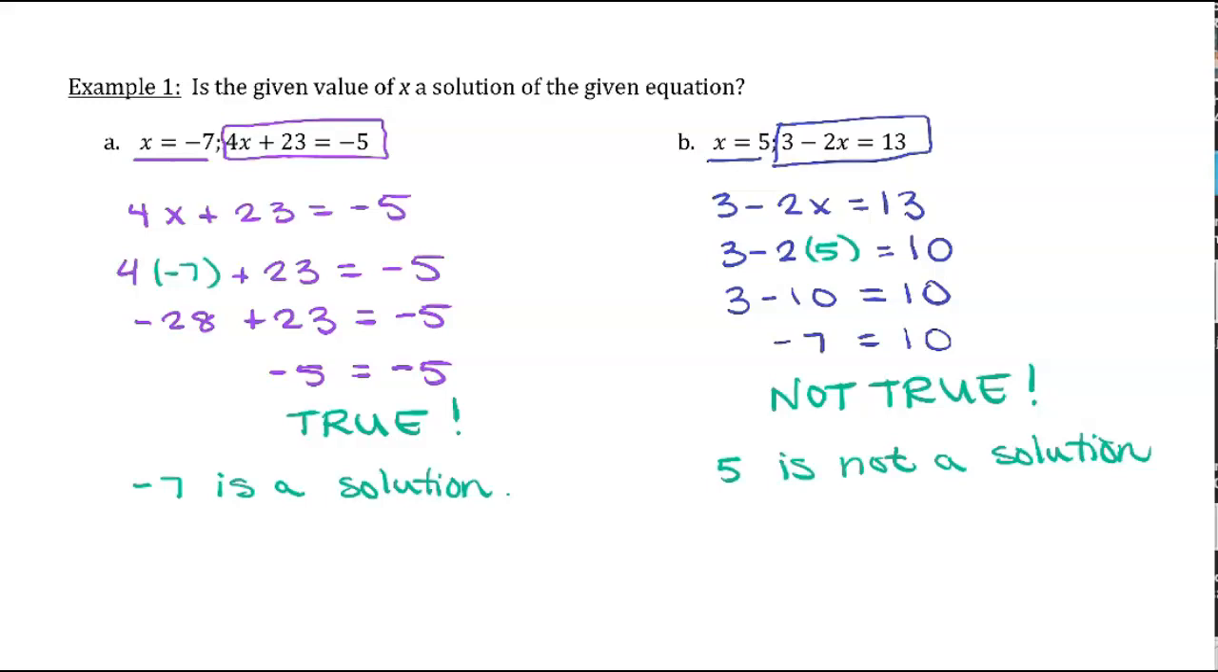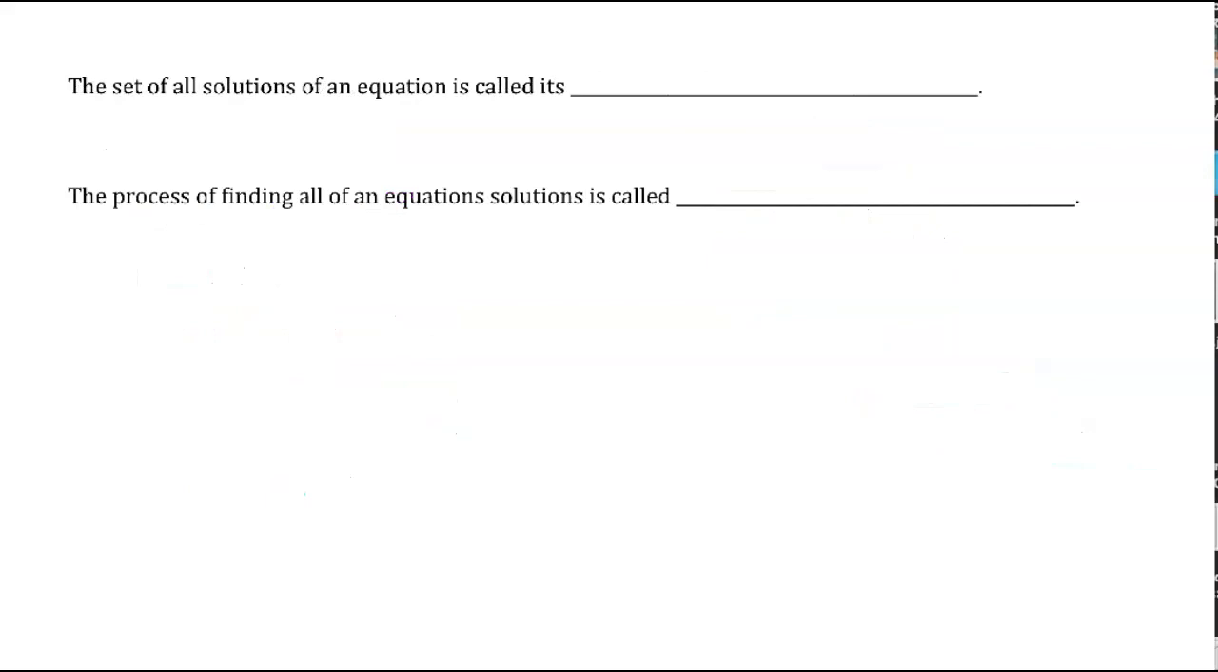I'm going to leave C and D for you to work on by yourself, and I'm going to go on to our next definitions. We were just working on determining if a certain value is a solution to an equation.